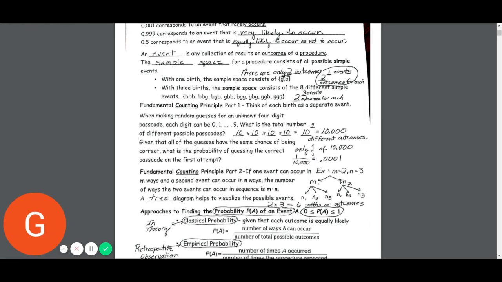We could go on and continue talking about the fundamental counting principle here. That is part 1, what we've just talked about. Now, part 2 gets a little more, well, actually, I'll continue another example here with part 1. When making random guesses for an unknown 4-digit passcode, each digit could be 0, 1, all the way through 9. So we have 10 different outcomes for each digit. Each digit is considered its own event, a single event. So we're going to have 4 different events here if this is a 4-digit passcode. First digit, second digit, third digit, fourth digit.